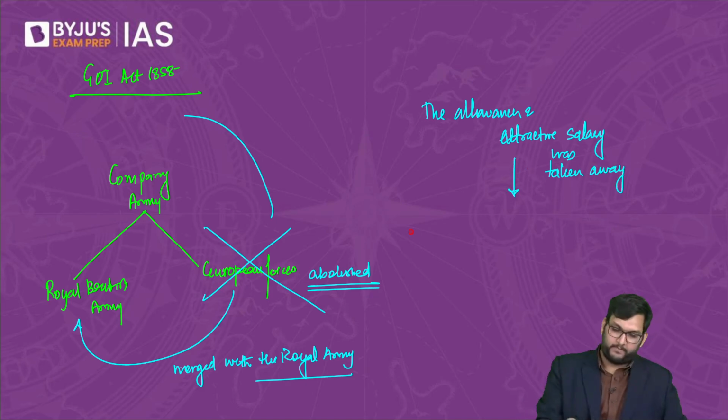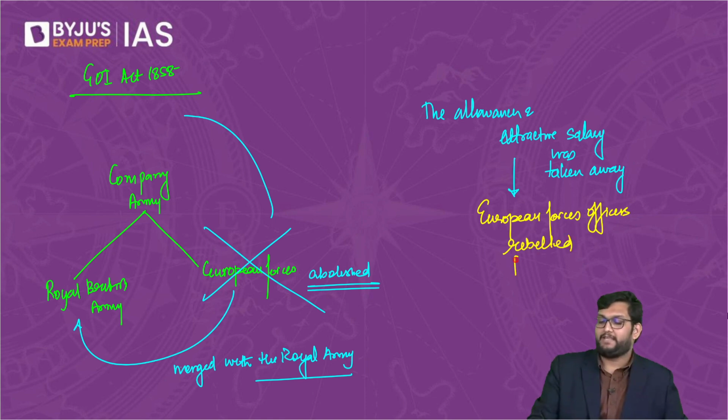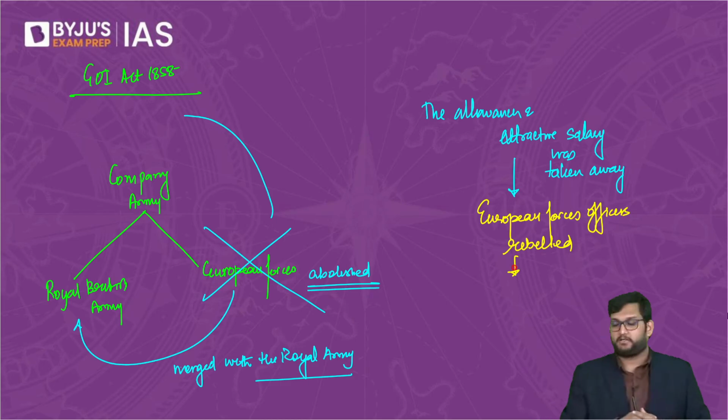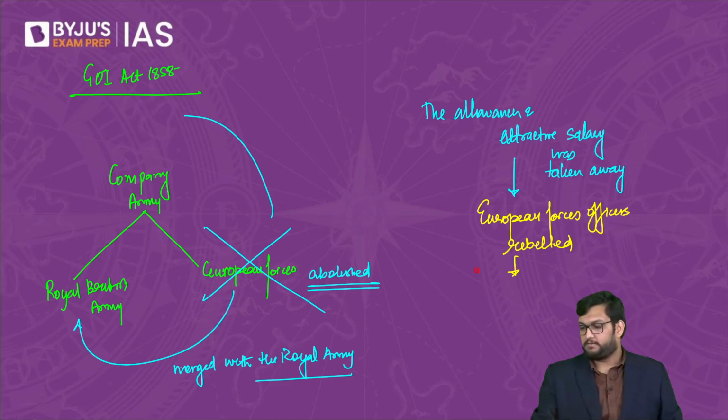So European forces officers rebelled. And when the army rebels, what do we call it? When the army rebels, what do we call it? But because this is a mutiny of the whites, it is the White Mutiny.